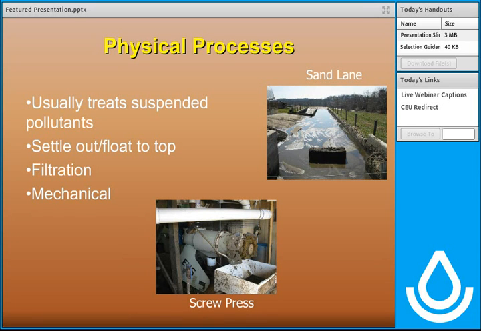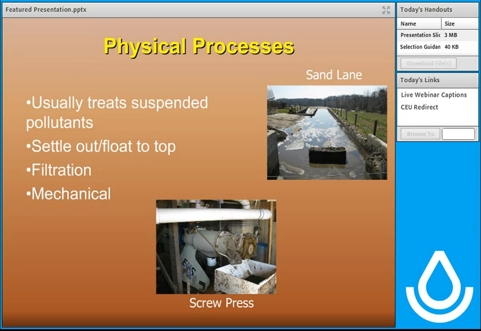Now, heavier particles settle out while lighter particles may actually float to the top. Filtration methods may be used to remove some of these solids. Mechanical methods can also be used to separate solids from the waste stream.